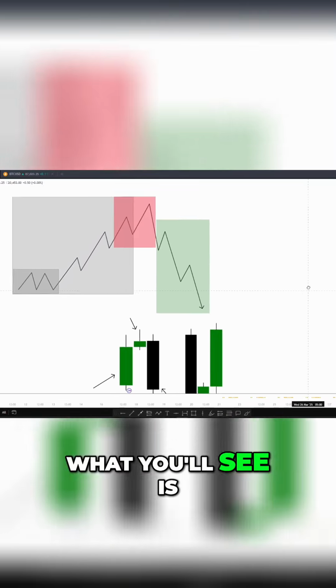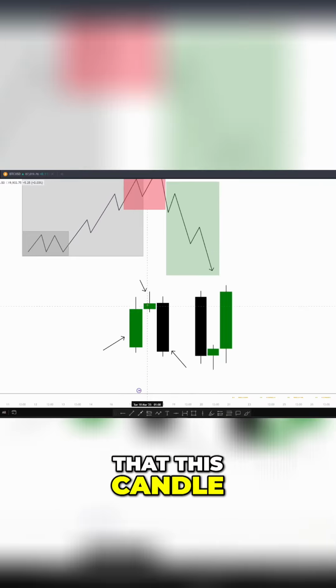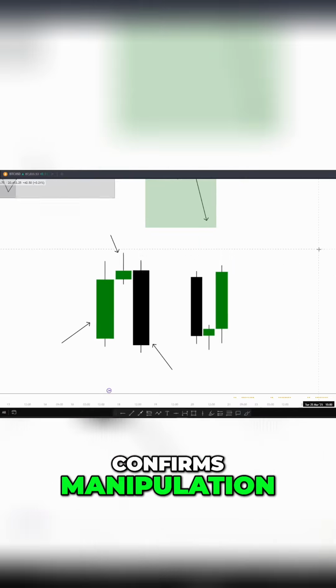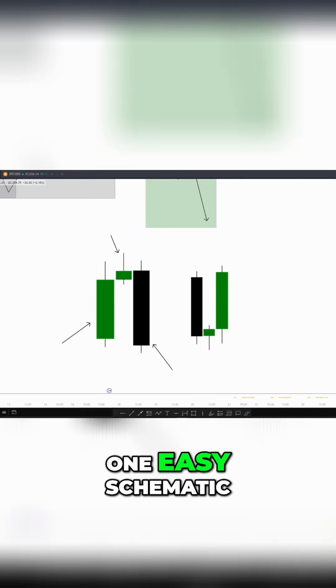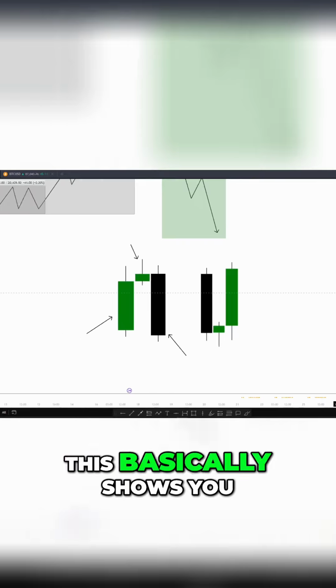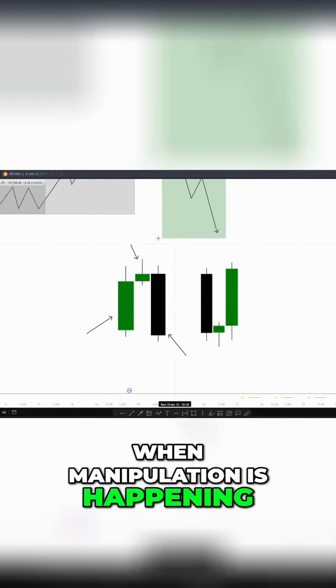Now, I hope you're kind of getting to understand where I'm going with this. What you'll see is that this candle confirms manipulation. So, with just this one easy schematic, this basically shows you when manipulation is happening in the marketplace.